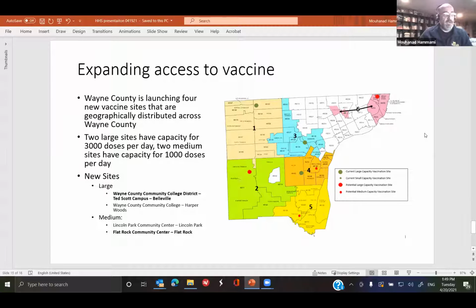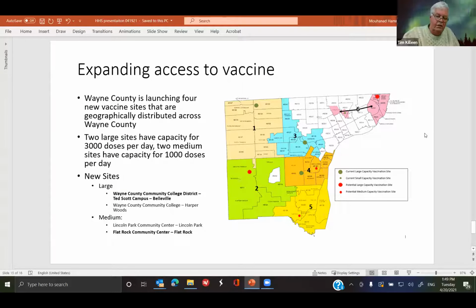The new sites, the 2 large, are Wayne County Community College Ted Scott campus in Belleville, and Wayne County Community College in Harper Woods. The one in Belleville started operation on Monday, yesterday, so we opened our first site in Belleville yesterday. The Harper Woods site is expected to open sometime next week.